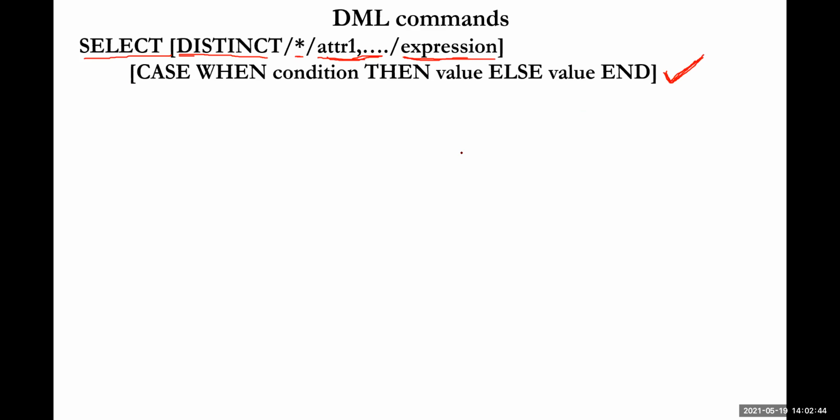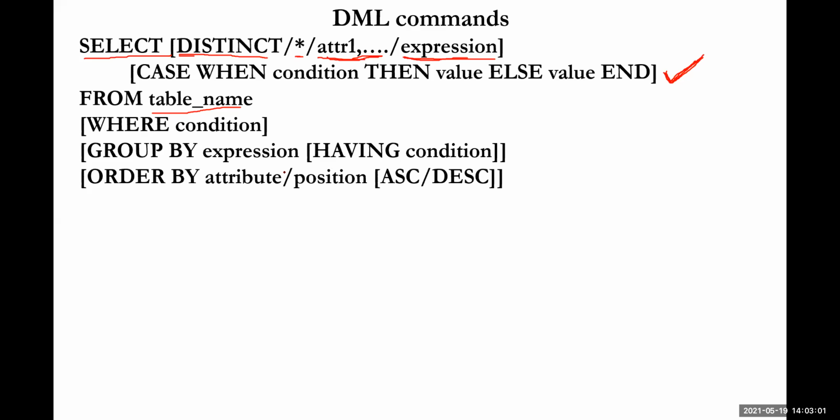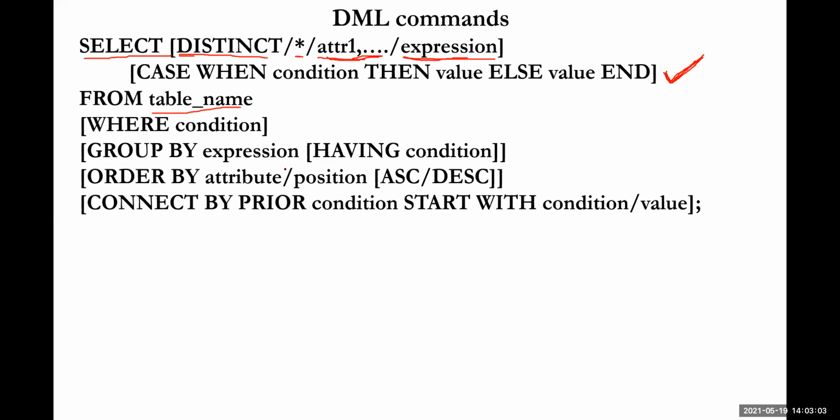Then followed by from, which table you are trying to get the data from. Then there are several clauses. The first clause will be where, the second one will be group by, the third one will be order by, and the fourth one will be connect by. You have 4 different types of clauses, and of course case can also be one of the clauses here, and this clause will be implicitly applied, and these 4 clauses will be explicitly applied.